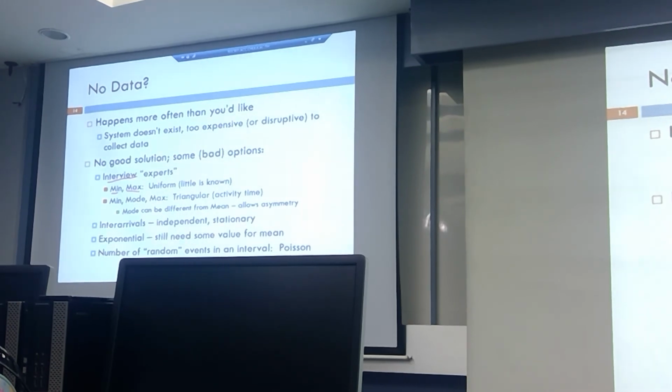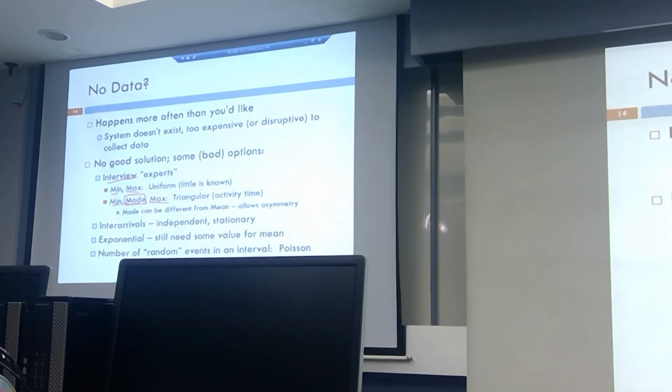Okay. If you don't know anything except the minimum and maximum, you can just assume that all the values there have an equal chance of happening. Or you can try to ask for more. So if they have the min and max, then you ask what is the most likely value or the time that it occurred. In that case, you can form the triangular distribution.